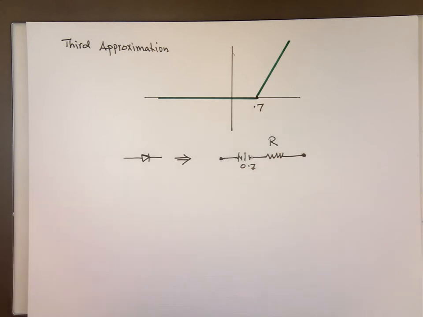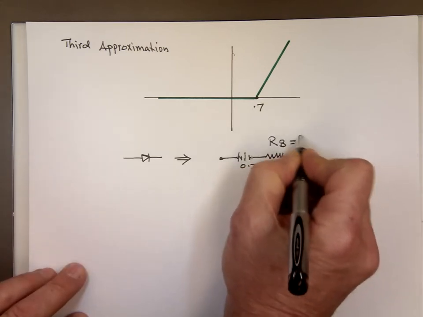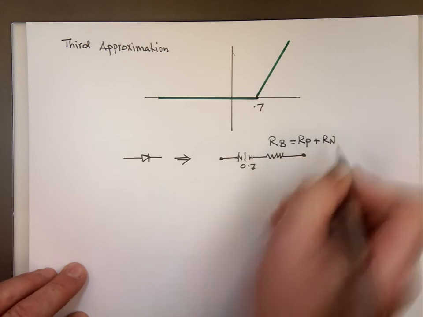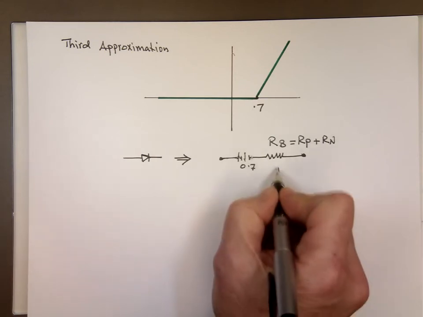So what's the R bulk here? If you remember, you have two pieces of silicon there. You have a positive side and you have a negative side. So the R bulk is equal to the R of the positive plus the R of the negative. Again, RB stands for bulk resistor.